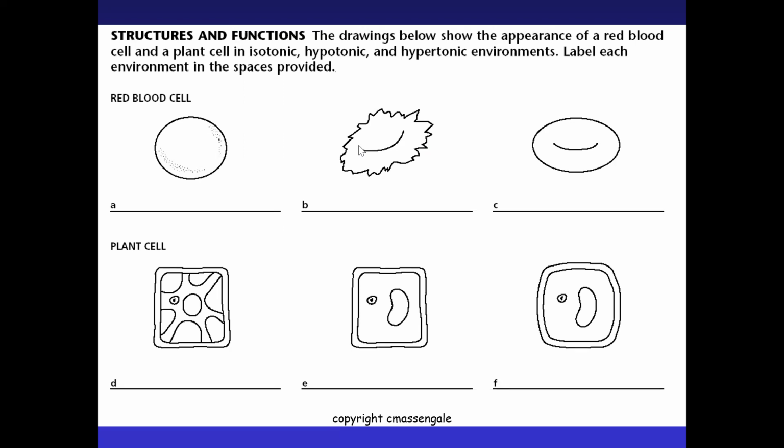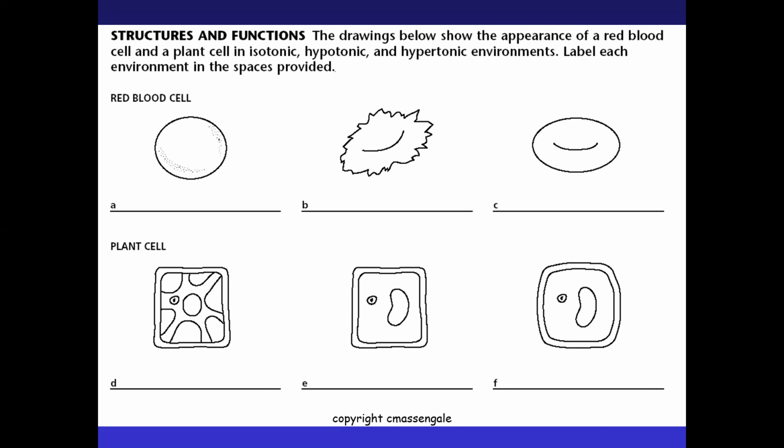So this is the structure and the function. The drawing below shows the appearance of a red blood cell and a plant cell in isotonic, hypertonic, and hypotonic environments. So this is like an assignment. How can we label this? A is what? B is what? Who can tell me what A is?